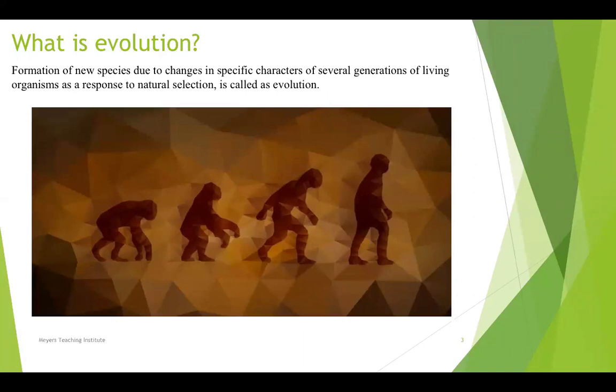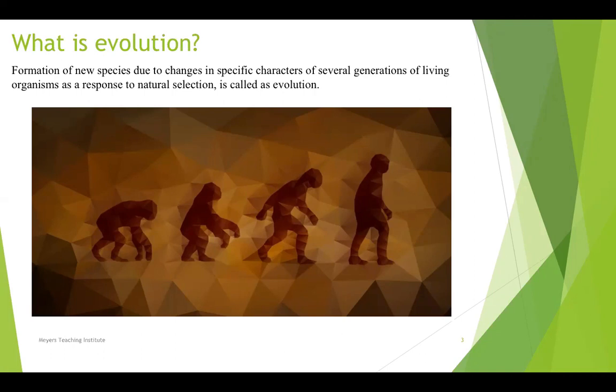Evolution is a gradual change that occurs in living organisms over a long duration. It is a slow-going process through which the development of organisms has been achieved. All stages in the changes occurred in various components, ranging from the stars and planets in space to the biosphere present on Earth, and that includes even all of us, animals and plants. Thus, the formation of new species due to changes in specific characters over several generations of living organisms as a response to natural selection is called evolution.